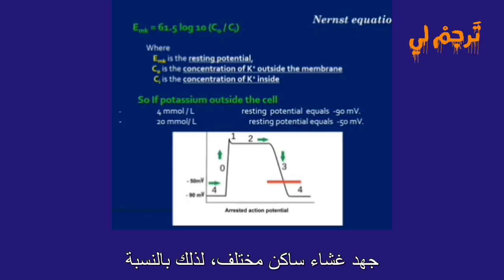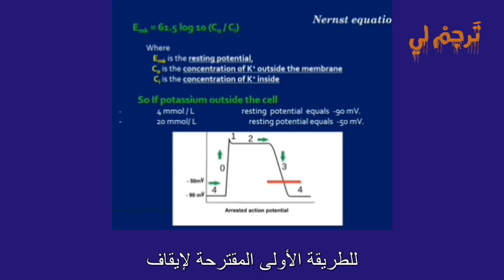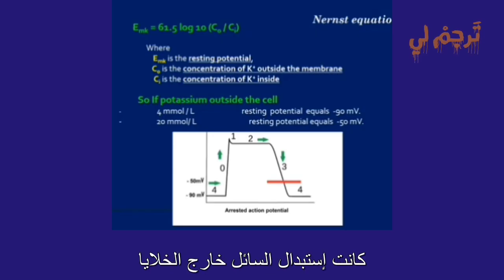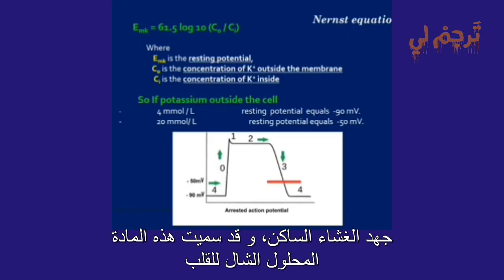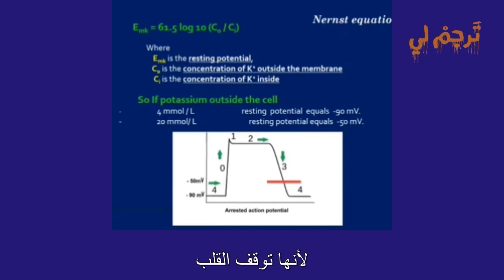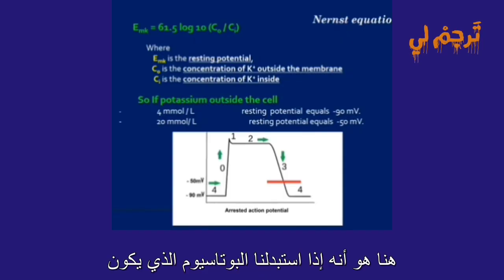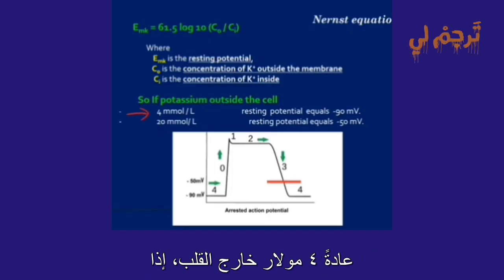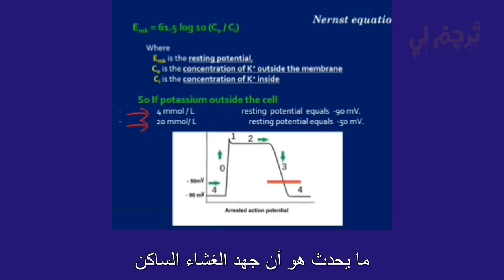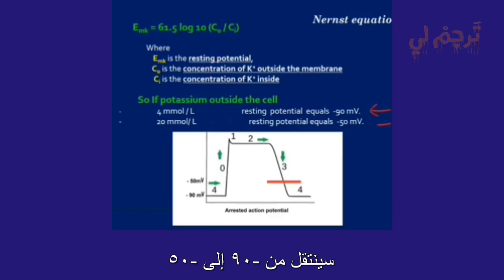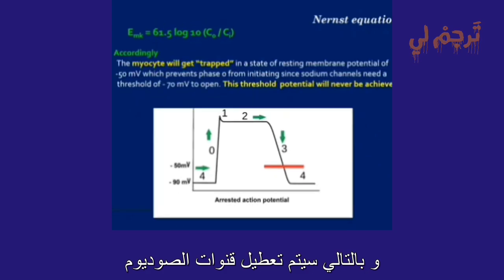So the first proposed way of stopping the electromechanical activity of the heart was displacing the extracellular fluid with a fluid of different concentration, and hence altering the resting membrane potential. This material was called cardioplegia because it stops the heart. As you can see here, if we replace potassium that is normally 4 millimoles outside the heart with a 20 millimoles potassium solution, the resting membrane potential will move from -90 to -50, hence the sodium channels will get inactivated.